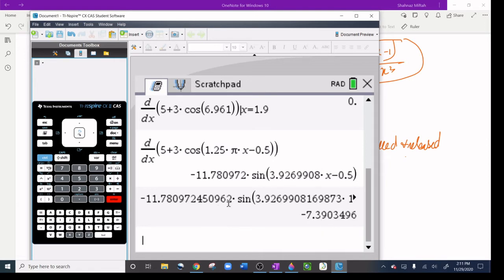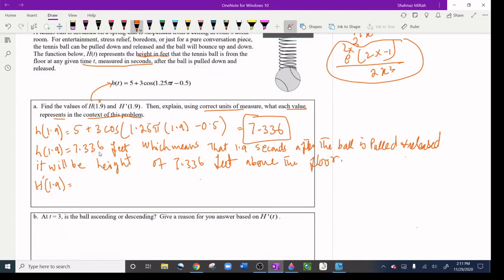And you guys noticed how I did it. I took a derivative, like a regular derivative on this calculator, and then after that I plugged in that x value, which is 1.9, and my answer is negative 7.390. And I don't know why it doesn't work here.